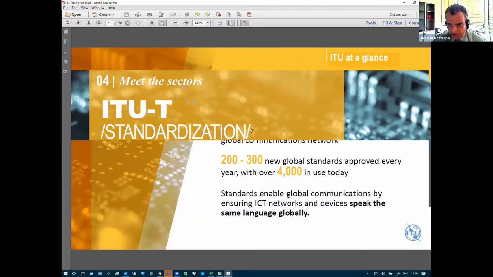Key role: defining the operation and interoperability of technologies that underpin the global communication network. At this moment they approve more than 300 new global standards every year, with more than 4,000 in use. They enable global communication by ensuring ICT networks and devices speak the same language globally.